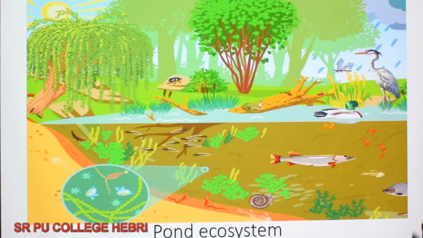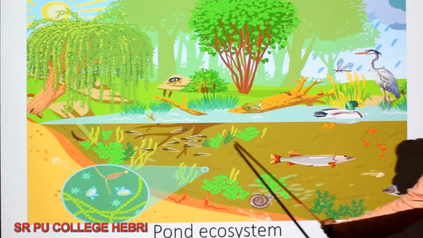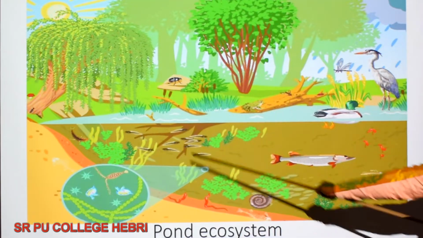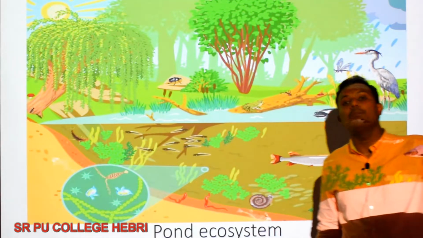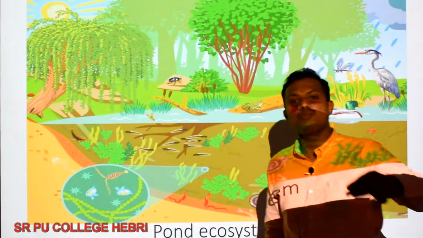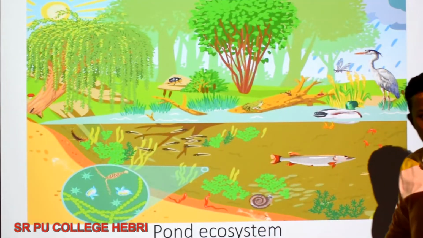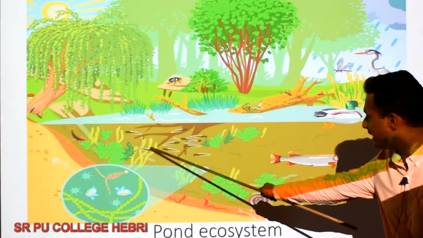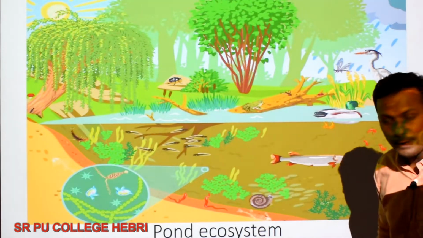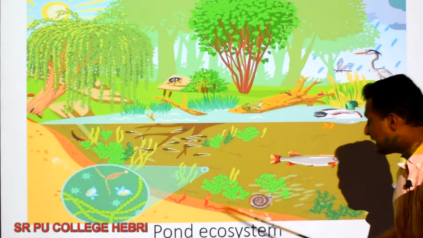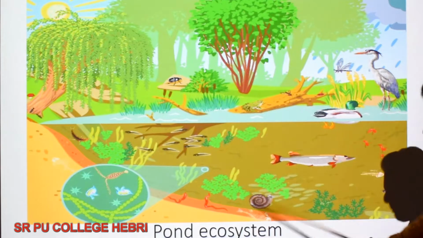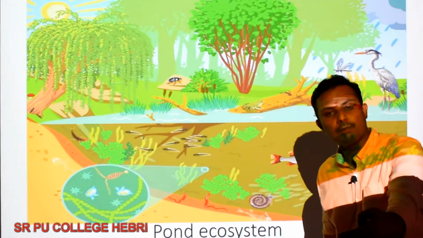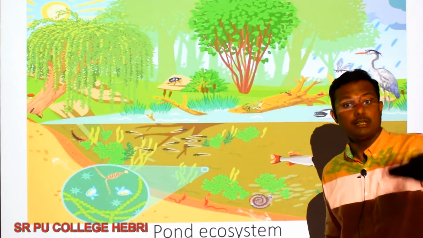How can we analyze these four components? Productivity is there. You can see the plants. There are different types of plants. There is a set of plants called phytoplanktons, the plants which are floating on the surface of the water, and submerged plants which are just below the surface of the water, and then the benthic plants, that means the plants which are growing on the soil at the base of the pond. So different types of plants are there, and all of these plants contribute to what? The productivity, the primary productivity.